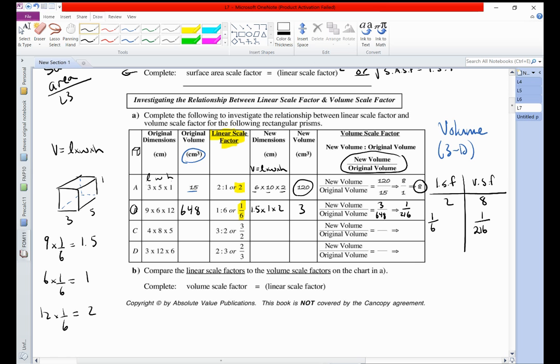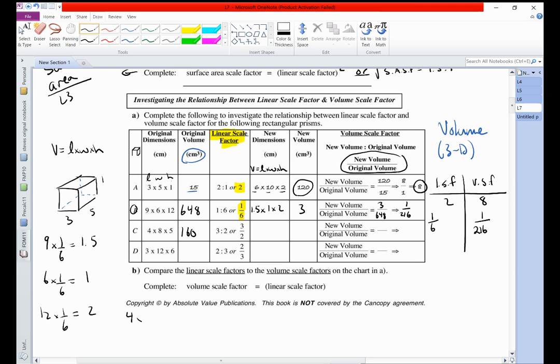Let's do one more. We have a rectangular prism of 4 by 8 by 5. So if we multiplied all of those together to get our volume, length times width times height, we get 160 centimeters cubed. And now we want to convert each of our measurements by a linear scale factor of 3 over 2.